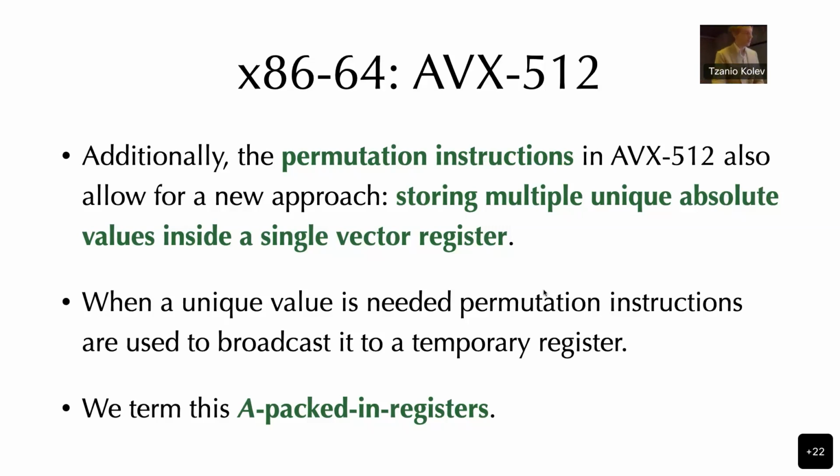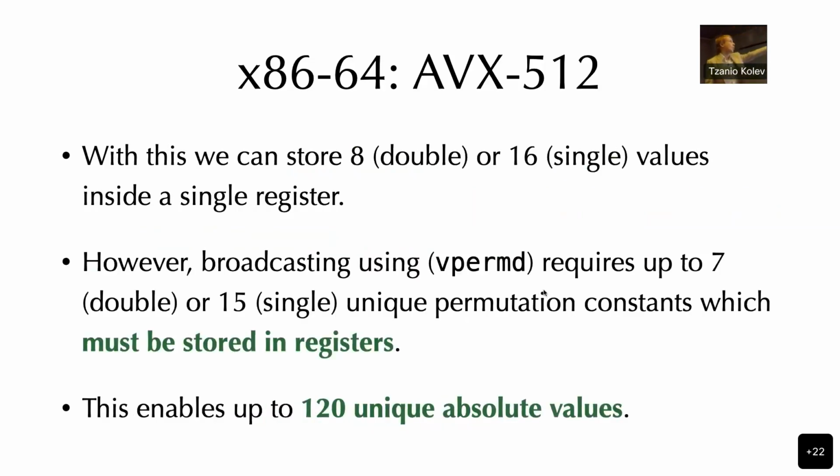And what this means is that for this approach, where the matrix of A is packed inside registers, we can store 8 double precision values in a register, since they're 512 bits, or 16 single precision values. That's really nice. However, extracting these values from their registers, which we need to do before we can use them, requires these permutation constants, of which you need either 7 or 15. In practice, in both cases, single and double, you can support up to 120 unique absolute values in registers before we need to go out to memory.